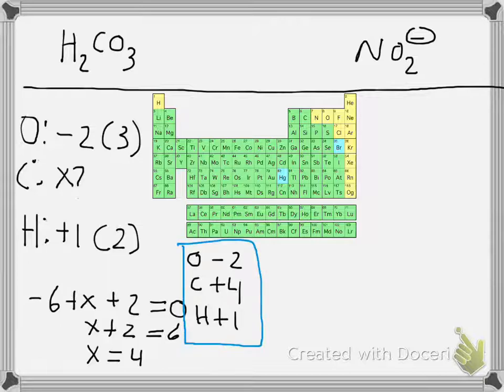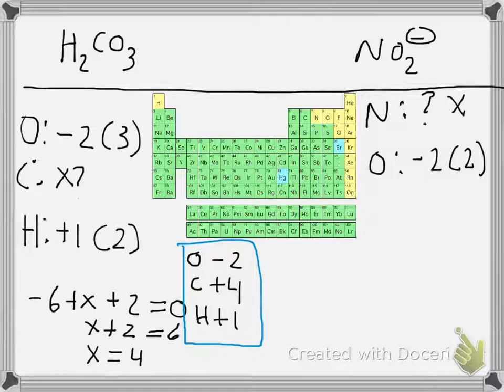Okay, so now let's look at NO2-. As I said before, start with those elements that you're sure of. So let's look at nitrogen and oxygen. As we said before, oxygen will most likely adopt a 2- charge, and there's 2 of those in that compound. Nitrogen, we don't know. So let's put a question mark, and call it X.